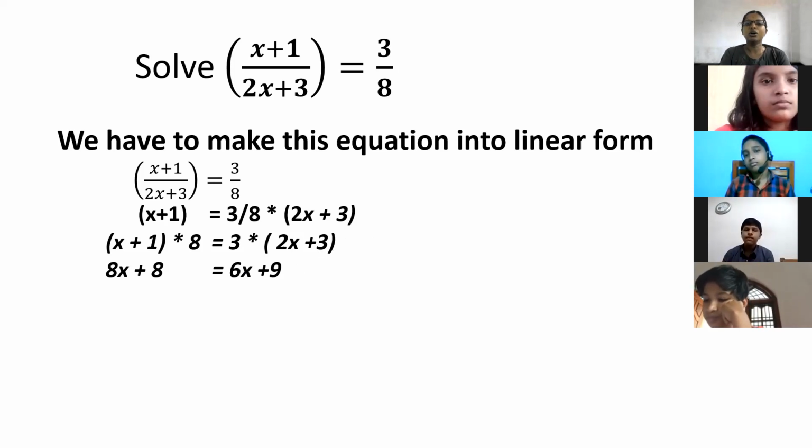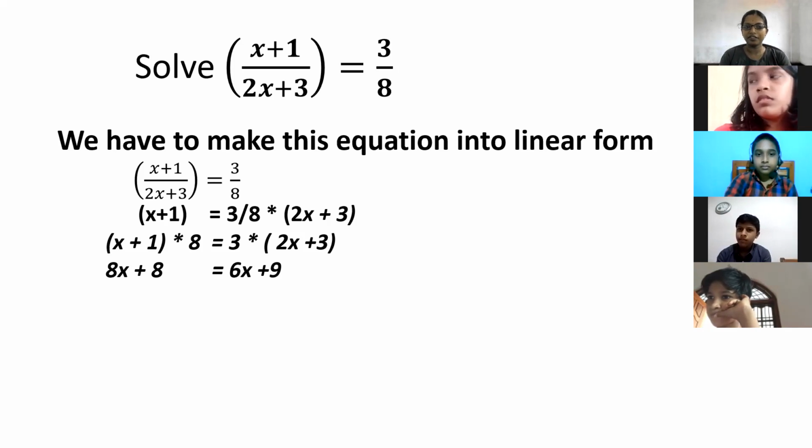We have to make this equation an equation containing the variable on one side and numbers on the other side. For that, how will you move 6x or 8x? Which will you move? How will you arrange variables on one side, Sean? We have the equation 8x plus 8 equal to 6x plus 9, and you have to arrange variables on one side.